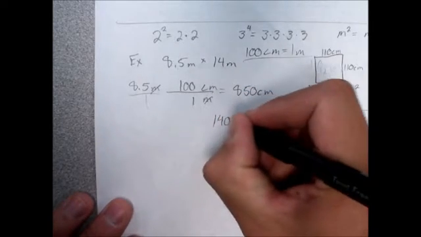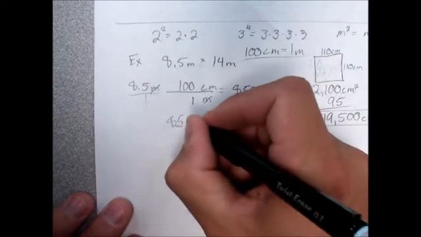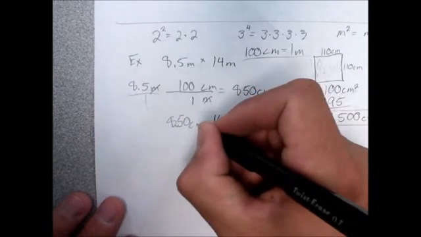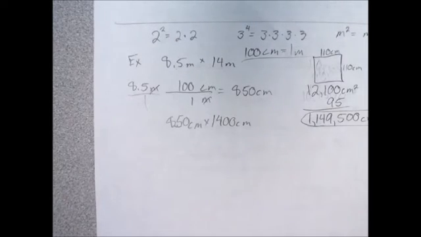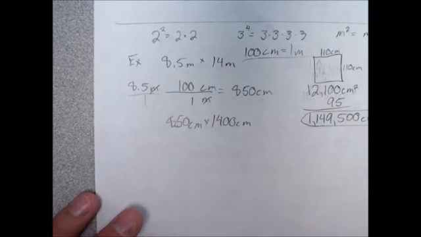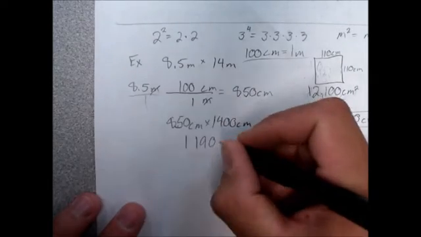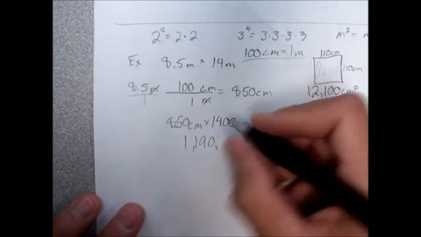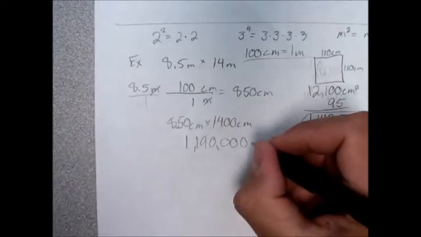1,400 centimeters. Okay, so now I have a room that's still the same thing but in different units. That's 850 centimeters by 1,400 centimeters. Now I could just multiply that. That would make this just a tad bit easier than the other way that we're about to do. So 850 multiplied by 1,400 will give me a total area of 1,190,000 centimeters squared.